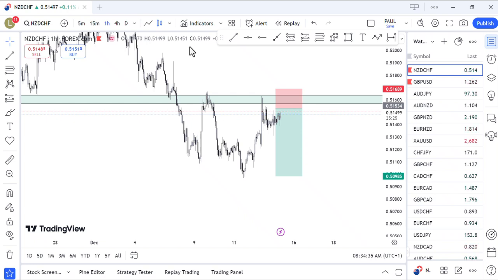We are here on the chart. This is my anticipated trade by now, NZD, the New Zealand dollar, and CHF. So now we are going to start analyzing using support and resistance.